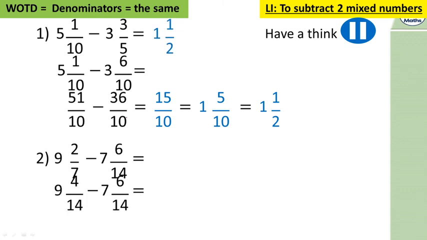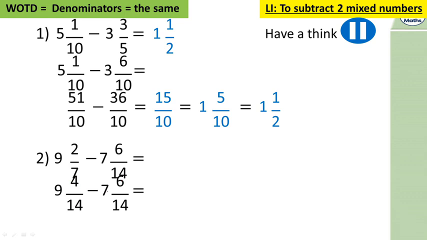So if you multiply your 7ths by 2, the whole fraction, you get the denominators the same. So 7 times 2 is 14. 2 times 2 is 4. So now we have 9 and 4/14 minus 7 and 6/14. So we're doing the exchange method here. So what I'm going to do, I'm going to get rid of that for now, and I'll do this one up here. So 9 and 4/14 minus 7 and 6/14.